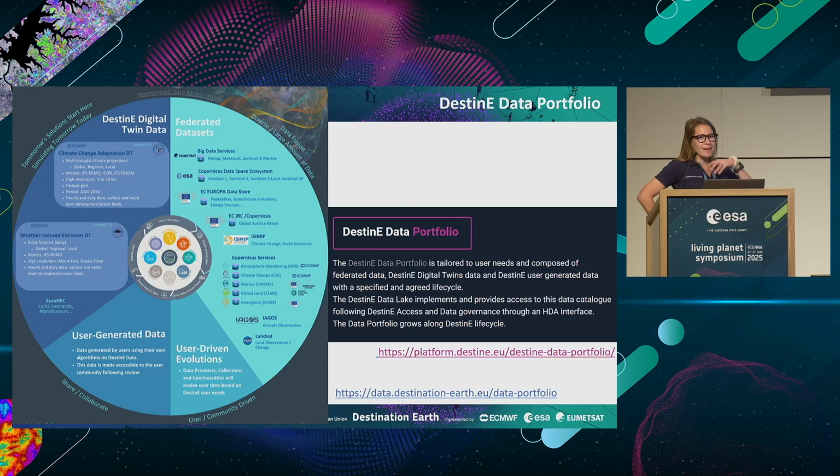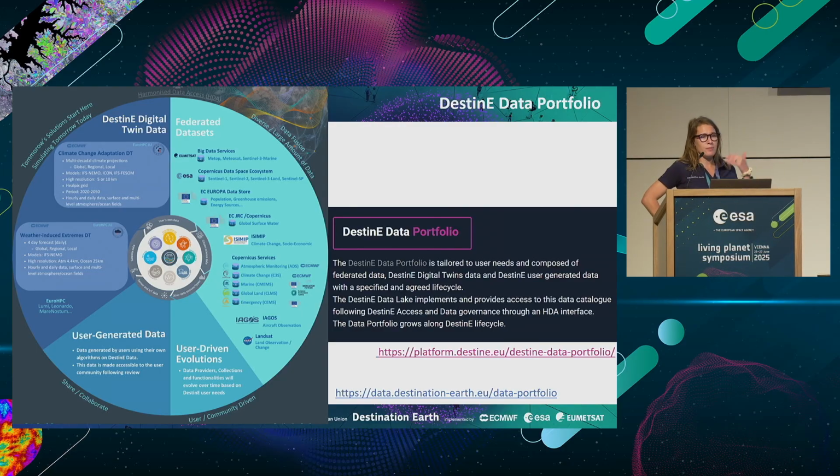Okay, so the DestinE data portfolio is tailored to user needs. Again, it's an evolving catalog of data that is composed of the new digital twin data produced within DestinE, together with federated data. And there is the ambition to also integrate the generated data produced within DestinE ecosystems through applications. All those data exposure has an agreed and specified life cycle, which is available in a data portfolio document. It goes along the phases of DestinE.